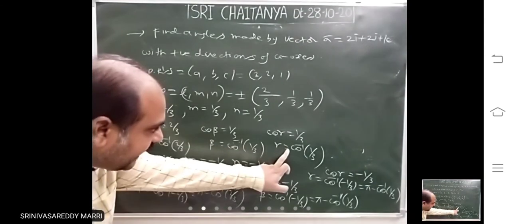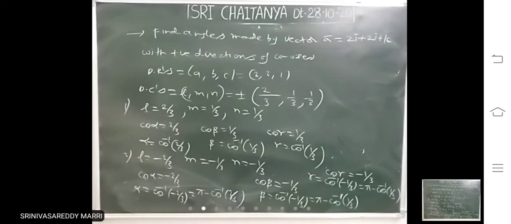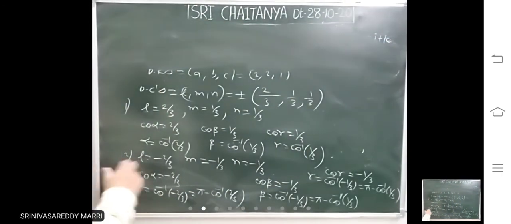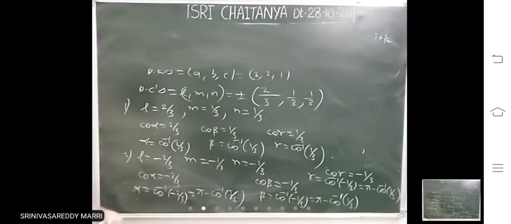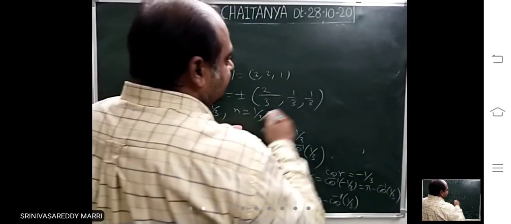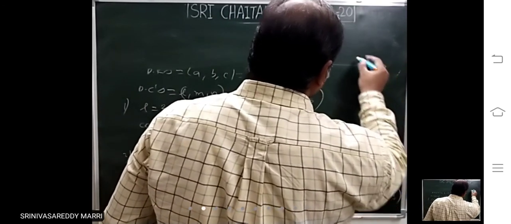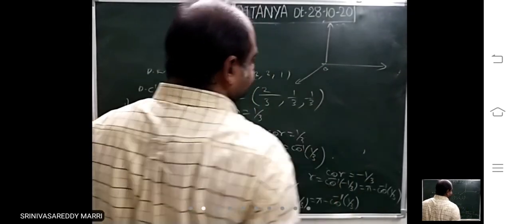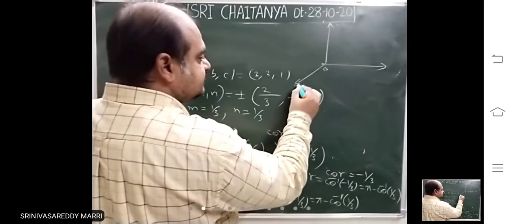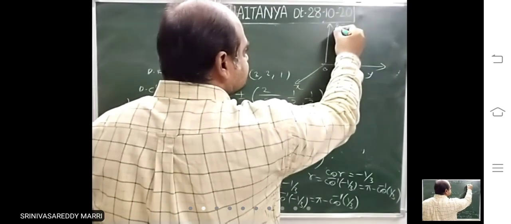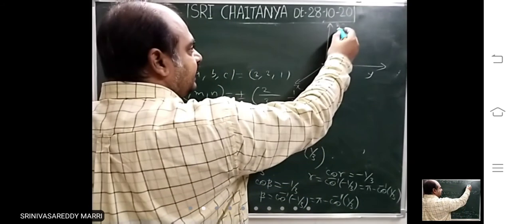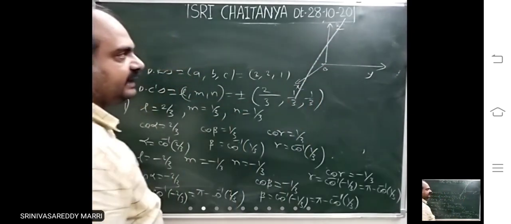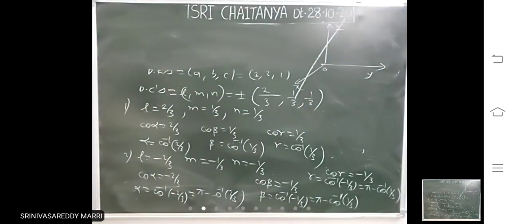You can write these angles or those angles. This is one set of angles. Why you are getting two sets, I will explain here. Look here, there is a line like this. This is the x-axis, this is the y-axis, this is the z-axis. I am drawing a line like this.